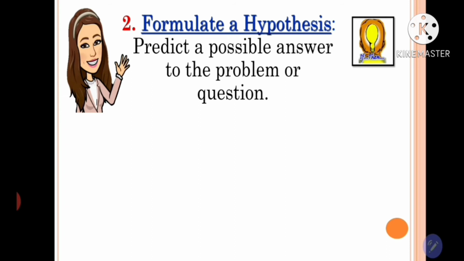So, after identifying problems, we will now proceed to the second step, which is the formulation of hypothesis. When we say hypothesis, it predicts a possible answer to the problem or question. Okay, so there is the term predict. In short, when we say hypothesis, it is your guess. It is the possible answer to your problem, but it's not yet the answer to the problem. So that is hypothesis. Okay?